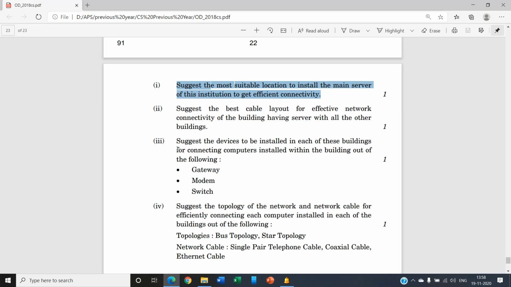Now, coming to question number 4, the last one. Suggest the topology of the network and networking cable for efficiently connecting each computer installed in each of the following buildings out of the following. So star topology is the pick, and the Ethernet cable is the pick for you in this scenario.